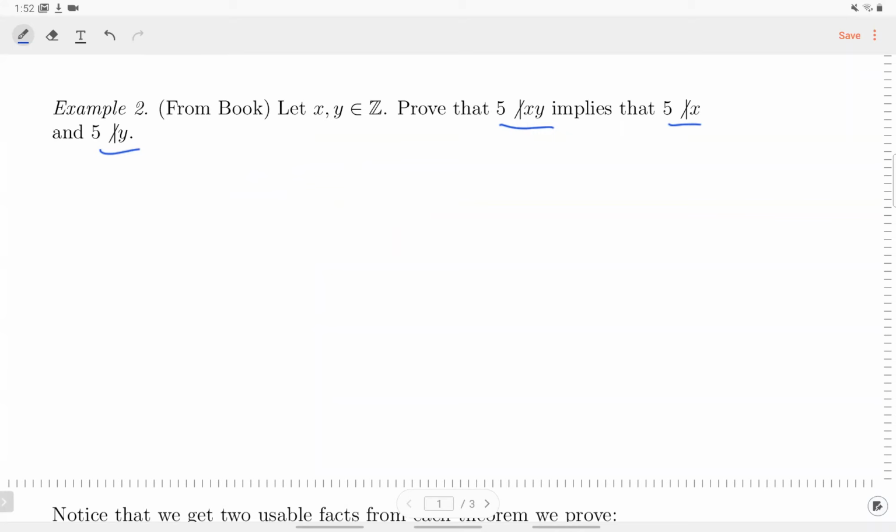So what is the contrapositive of this? Well, my hypothesis is going to become my conclusion when I negate, and my conclusion will become the hypothesis. What happens when we negate an and? It becomes an or. So this becomes 5 divides x or 5 divides y implies 5 divides xy. That's much easier to work with.